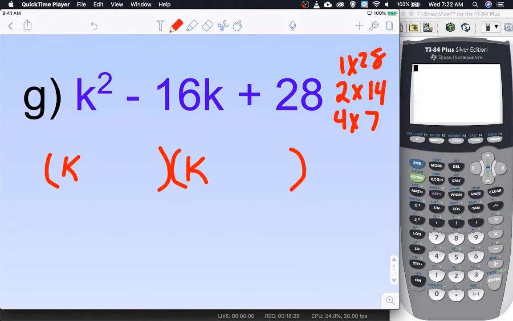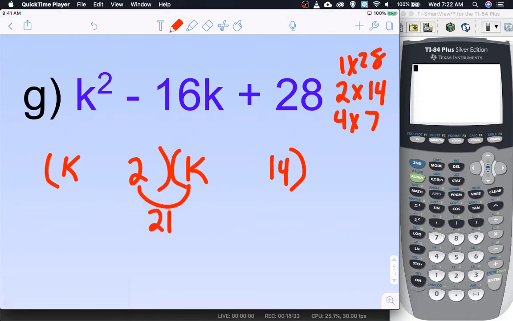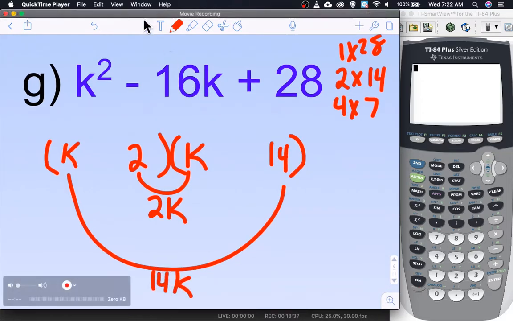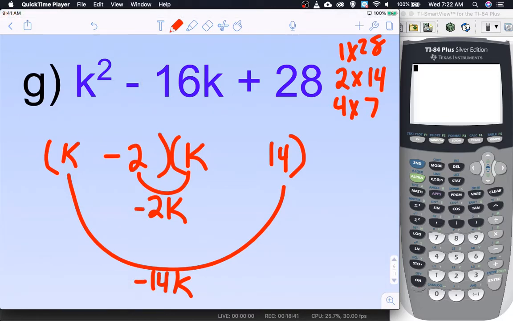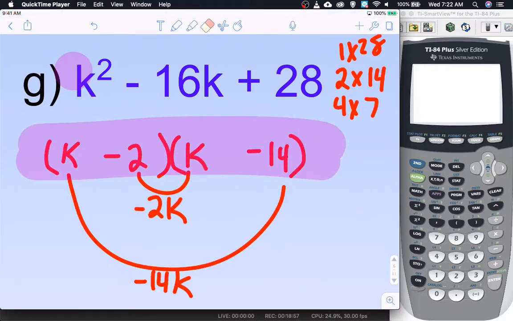I'm going to try 2 and 14 because I'm pretty sure a 2 and a 14 can make a 16. Now to get my signs right, that's a 2k, that's a 14k. To make a negative 16, both my 14 and my 2 would need to be negative. Negative 14 and negative 2 is negative 16. Let's check here. Does a negative 2 times by a negative 14 equal positive 28? Why, yes it does.